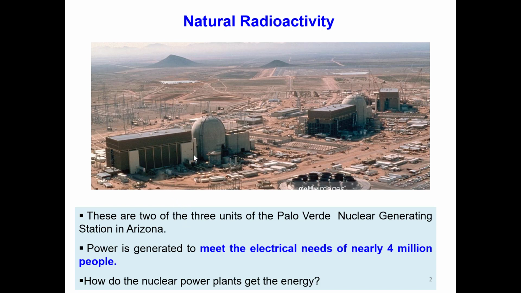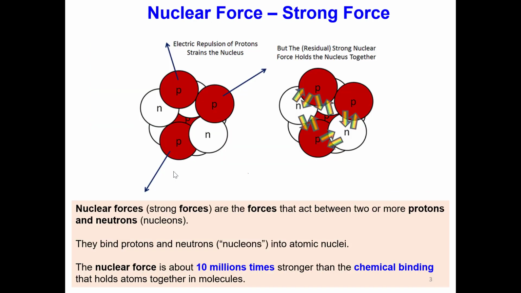In this picture, we can see two of the three units of the Palo Verde nuclear generating station in Arizona. These three units can generate energy to meet the electrical needs of about 4 million people. In this lecture we are going to answer this question: how do nuclear power plants get their energy? Before answering that question, we need to know some general concepts.